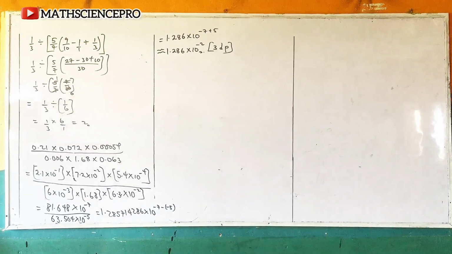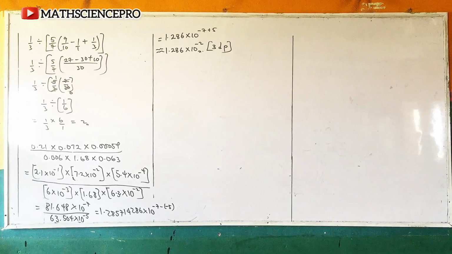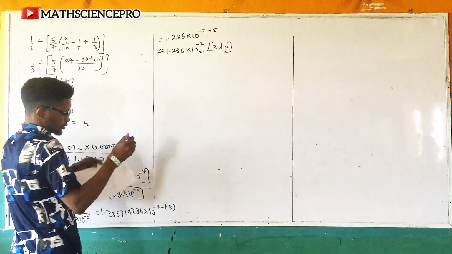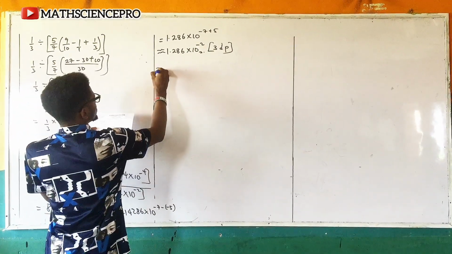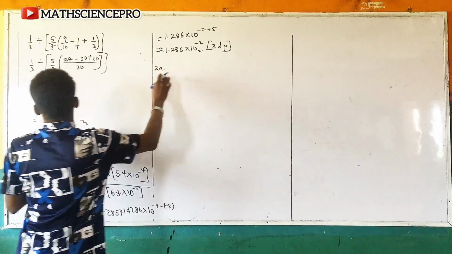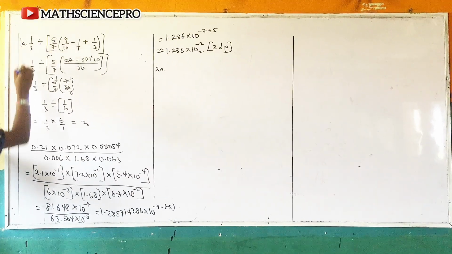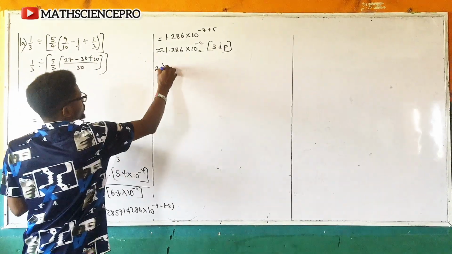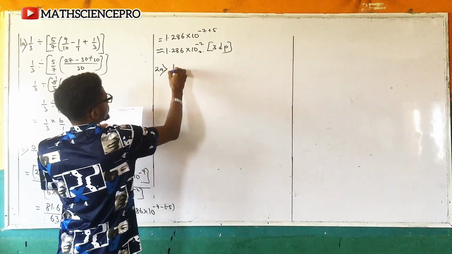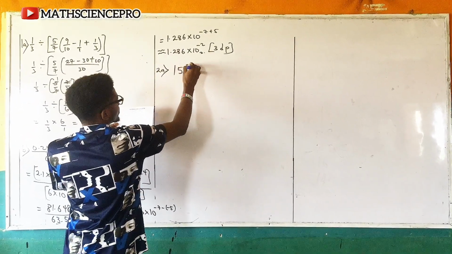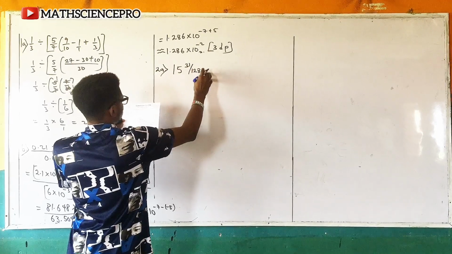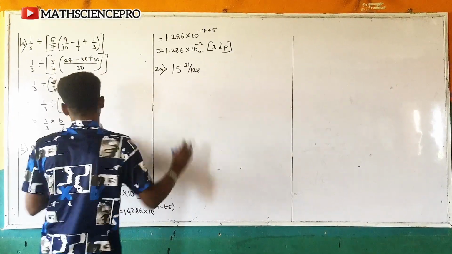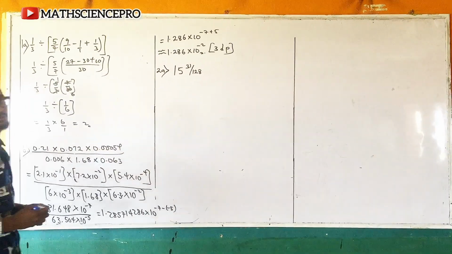Alright, so quickly let's go to the next. The next one is going to be convert. I think that's question 2a. This is question 1a, question 1b. Alright, so question 2a is convert 15 whole number 31 over 128, which is in base 10, and convert it to base 2. Base 2 is the binary system.